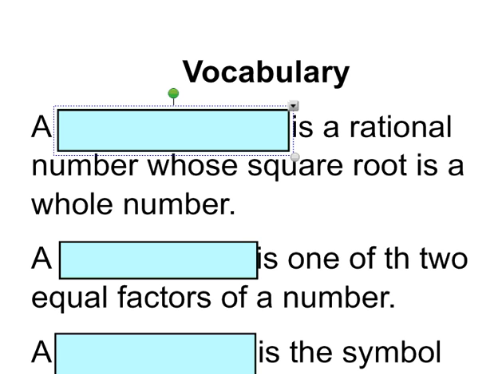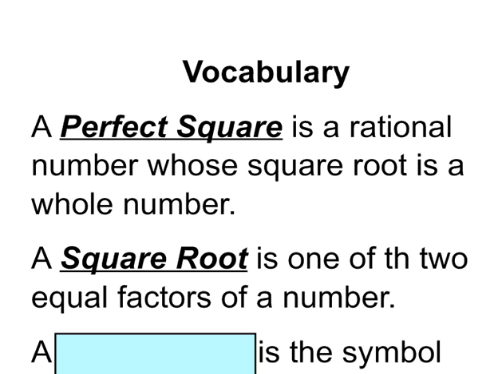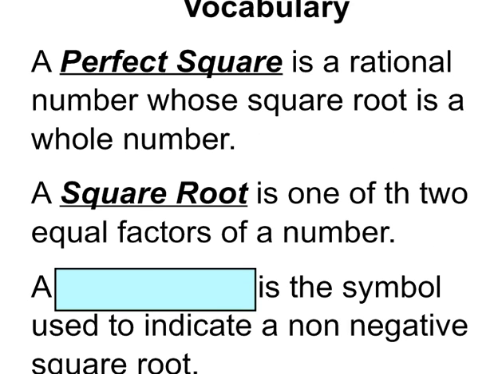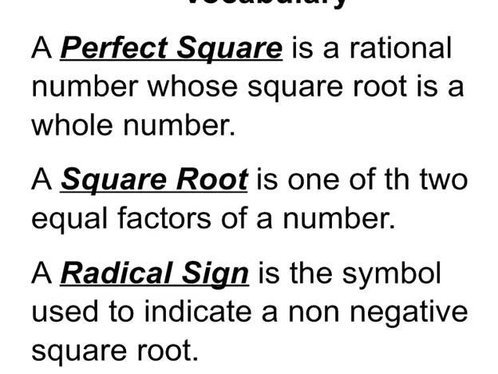Vocabulary here. A perfect square is a rational number whose square root is a whole number. And a square root is one of the two equal factors of a number. And the third definition that we have is a radical sign. The radical sign is a symbol used to indicate a non-negative square root.